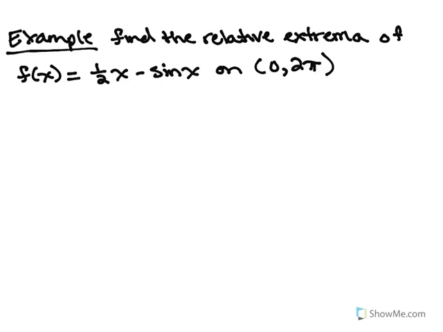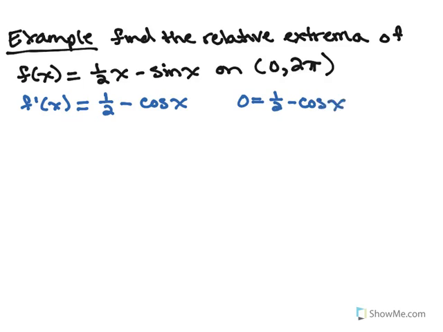All right, to find the critical points, we have to find the derivative. So the derivative of 1/2 x is 1/2. Derivative of sine is cosine, so it's going to stay negative. And we set it equal to 0 to find the critical points. So 0 equals 1/2 minus cosine x. If I add cosine to both sides, I get cosine x equals 1/2. Well, where does that happen?